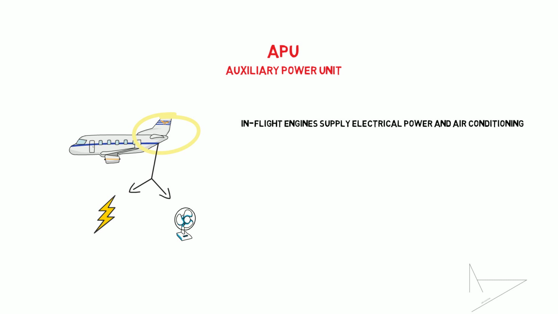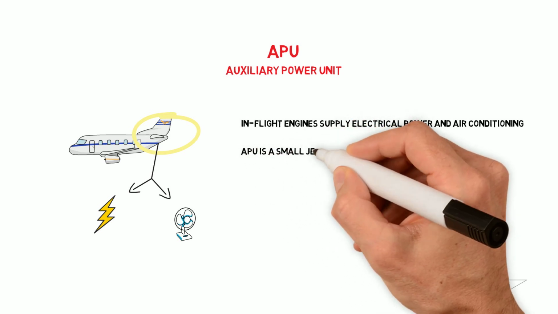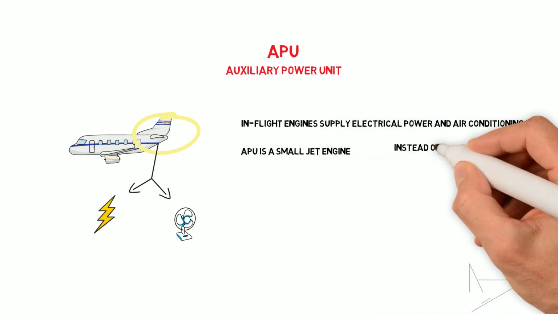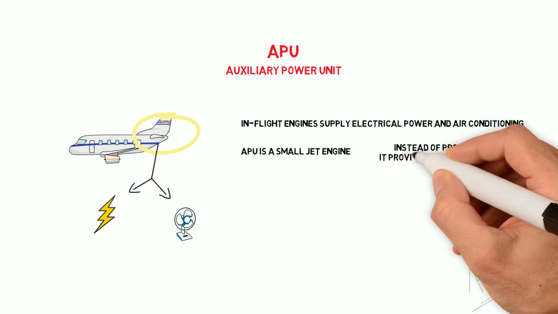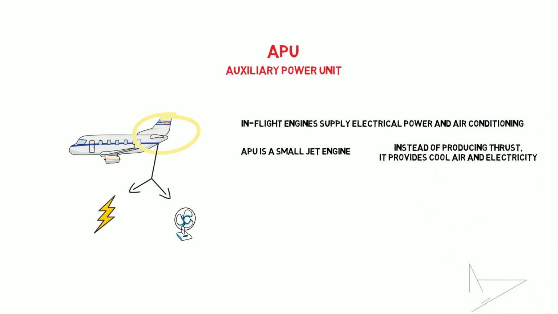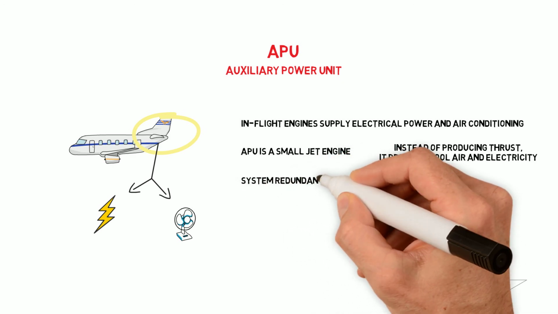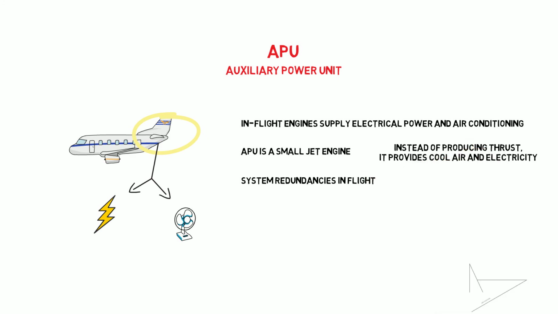The APU is a small jet engine that, instead of producing thrust to get the airplane in motion, runs to provide cool air and electricity. Obviously, the engine used for APUs is small and uses very little fuel compared to the average engines. The APU is also important in flight to provide system redundancy. If there is a problem with the engine generators or the air conditioning machine attached to the main engine, the APU can be used to provide power and air, even during the flight.